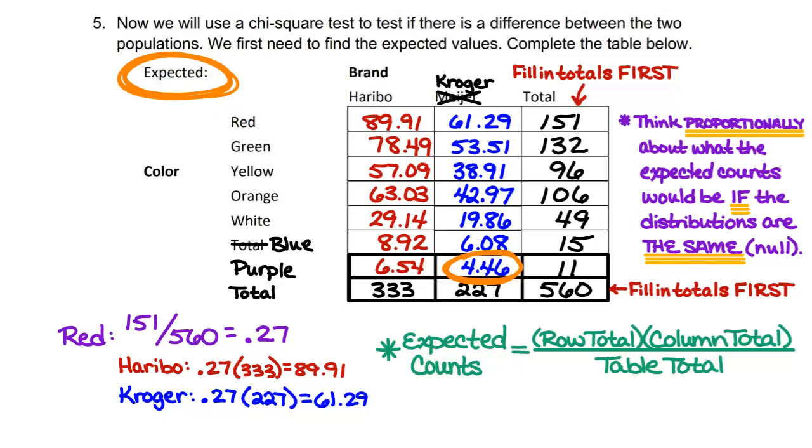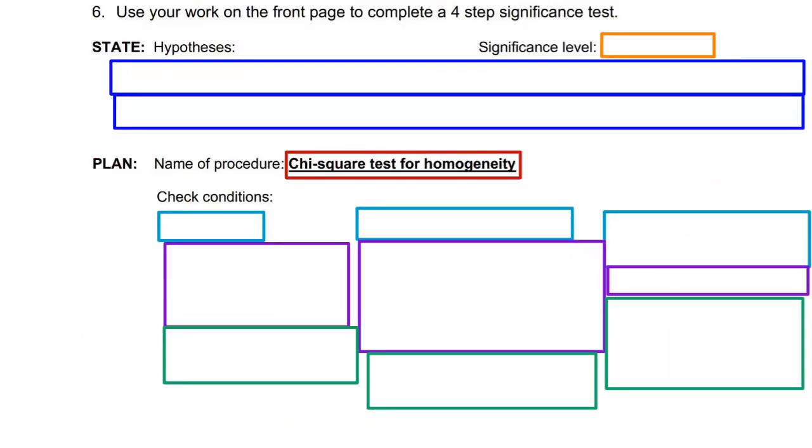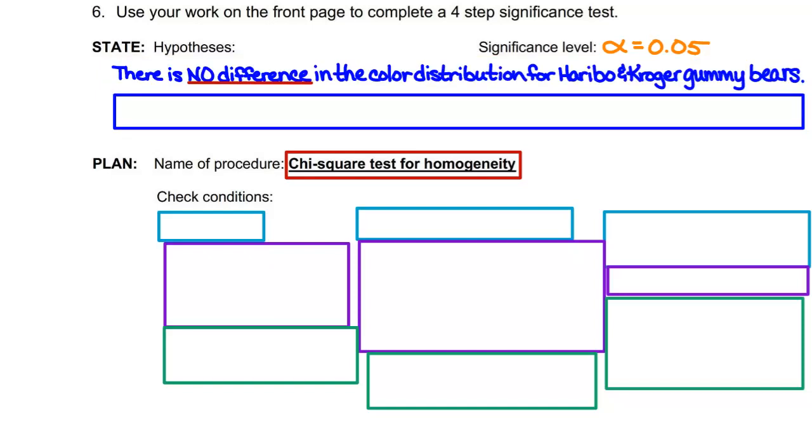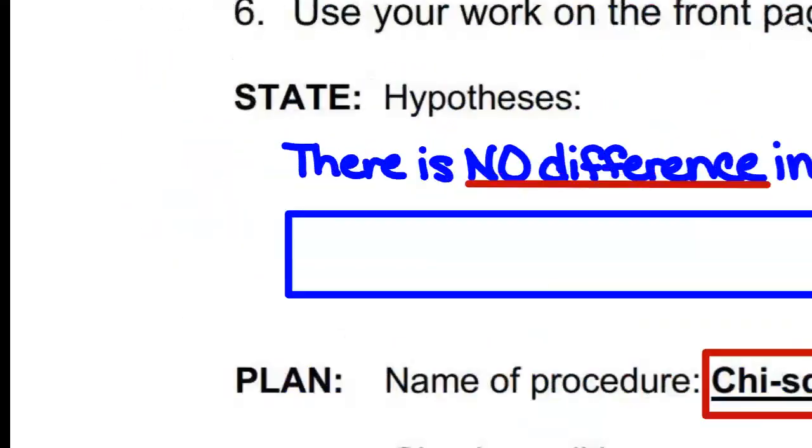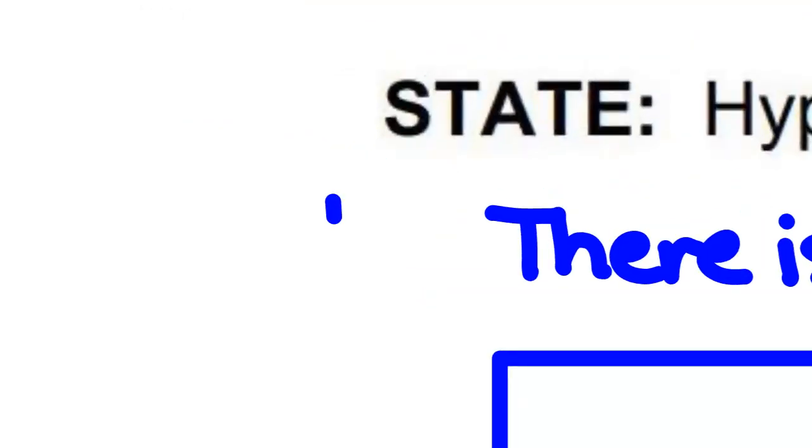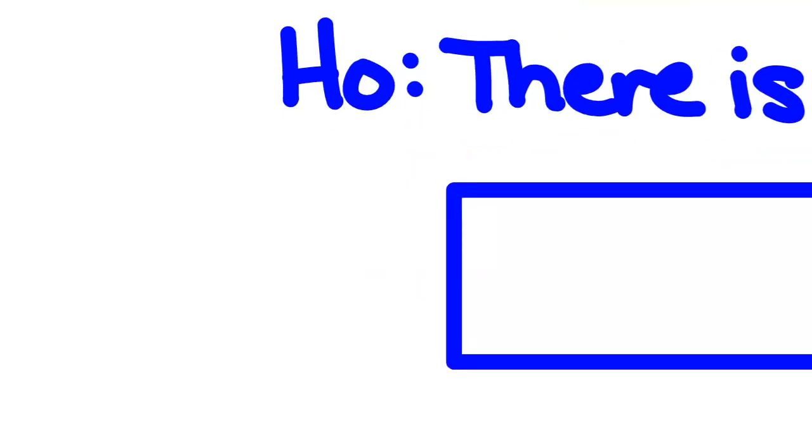Let's go ahead and flip the page. We're going to do a 4-step significance test. What significance level should we use? 0.05, yes, alpha equals 0.05. What did we say our null hypothesis was? Absolutely correct. There's no difference in the color distribution for Haribo and Kroger gummy bears. I forgot to label that as my null hypothesis, so let me get that in there. There we go. And our alternative hypothesis?